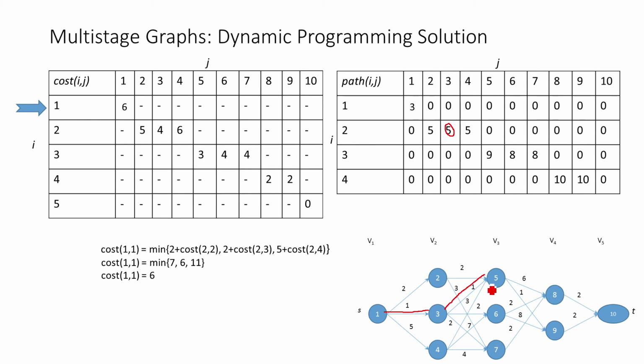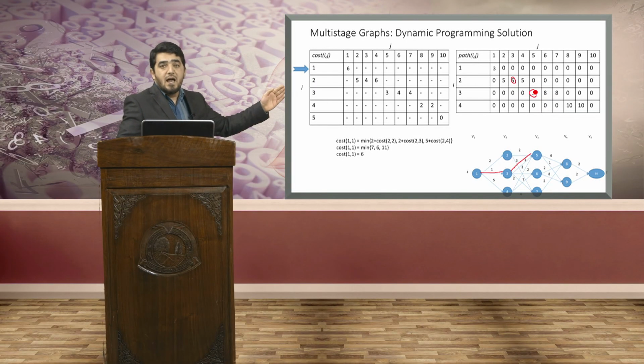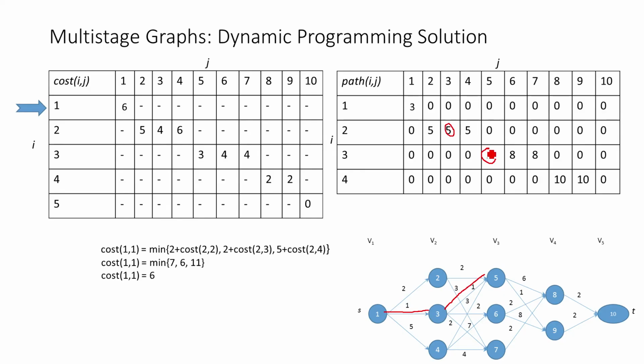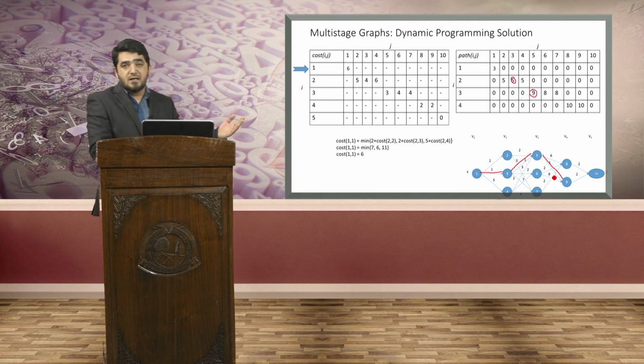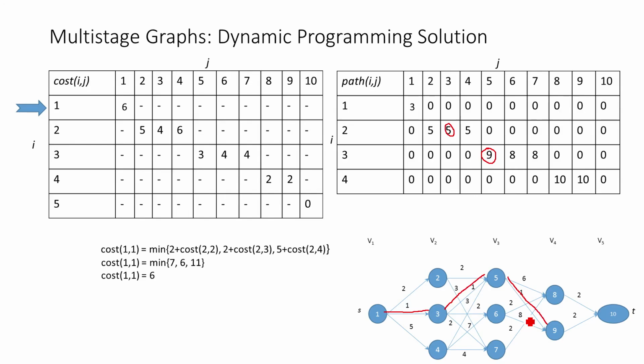Now, in order to find the next node in the path, we go to the next stage, meaning stage number 3, and we find the entry for node number 5. If we look at the path matrix, we see that we have entered 9 for that particular node. So our path becomes node number 1 in the first stage, node number 3 in the second stage, node number 5 in the third stage, and node number 9 in the fourth stage.